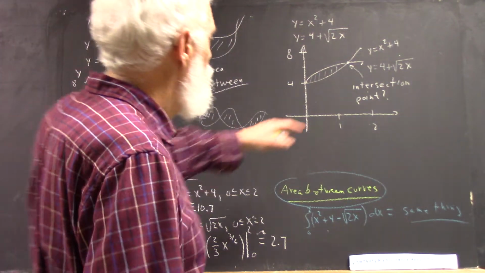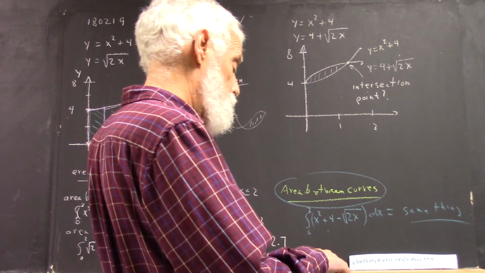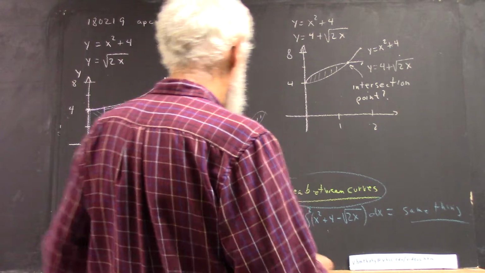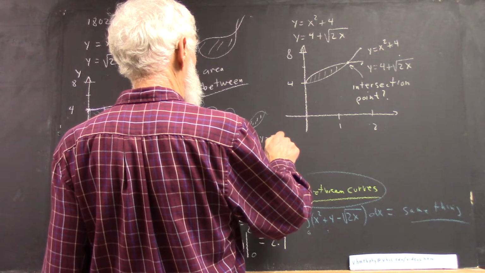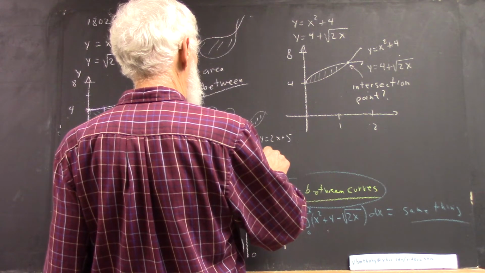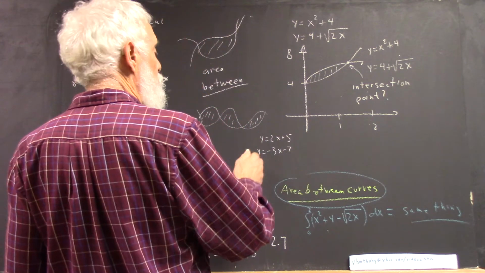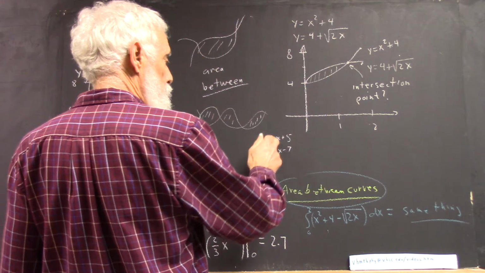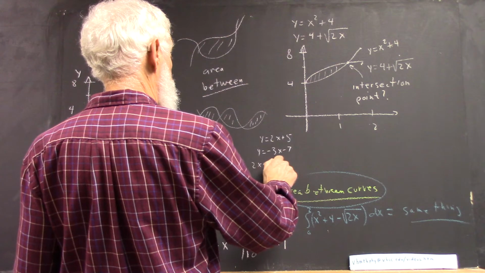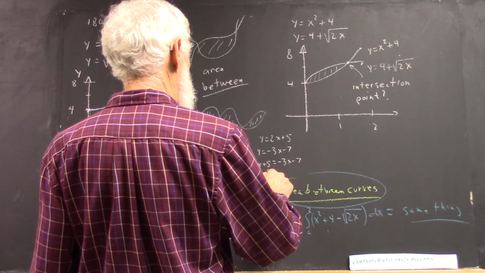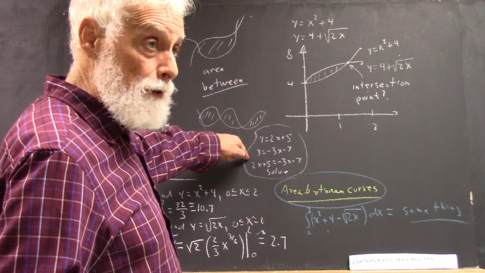Okay, how do we find the intersection point between these two? Well, just to put a little context in this, how do you find the intersection point between two straight lines? If you've got y equals 2x plus 5 and y equals negative 3x minus 7, where's the intersection point? Well, you set these two expressions for y equal, 2x plus 5 equals negative 3x minus 7, and solve. So if you have straight line equations, you do this.